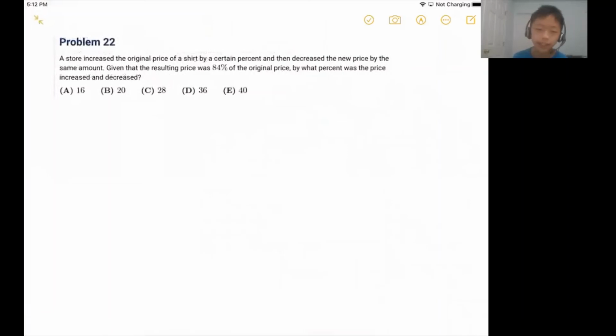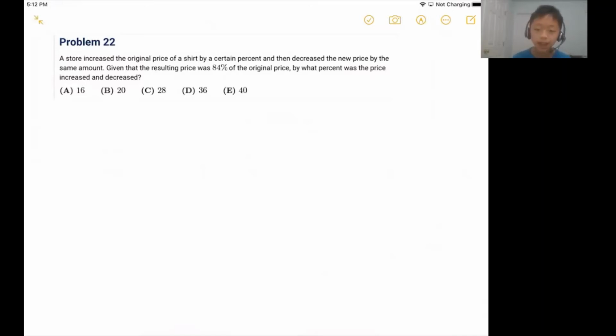Yeah, so question number 22 is an interesting problem. In this question, we're given that a store increases the original price of a shirt by a certain percent and then decreases the new price by the same amount. We're given that the resulting price was 84% of the original price. We want to know by what percent the price was increased and decreased.